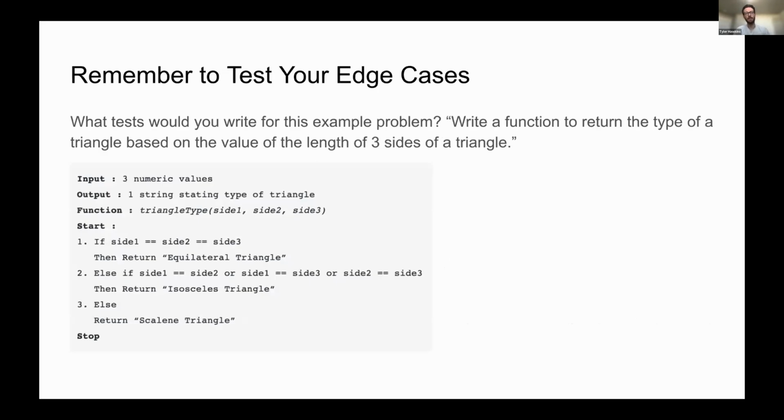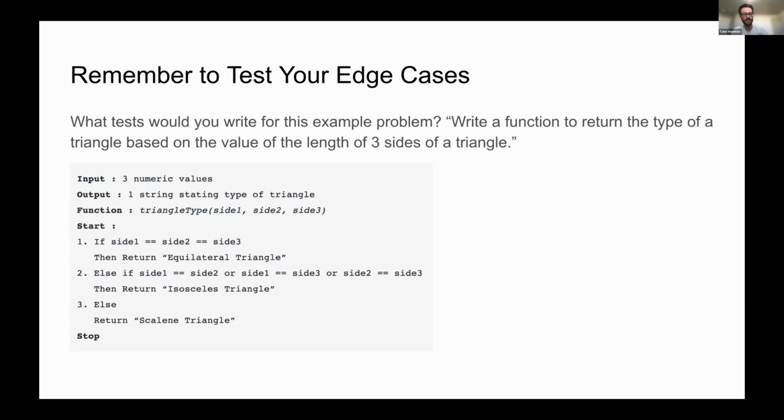All right, next tip. Remember to test your edge cases. So we can look at this example problem. What test would you write for this example problem? If we had this problem that said, write a function to return the type of a triangle based on the value of the length of 3 sides of a triangle, how would you write that? And how would you write tests for that?